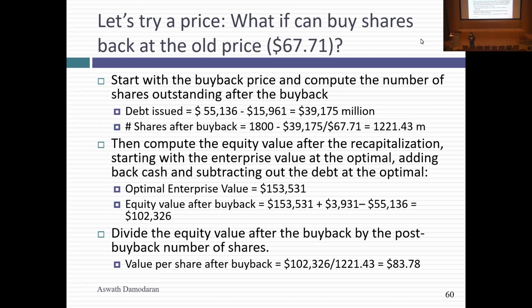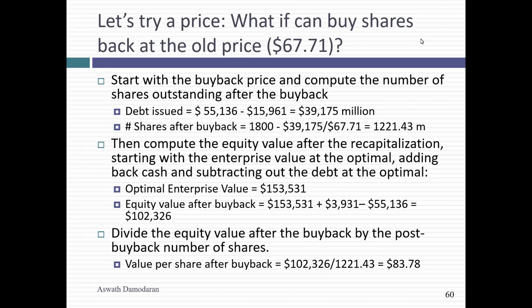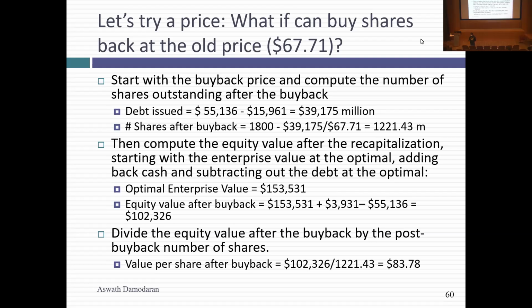Because you have far fewer shares outstanding. If I divide the new equity value by the shares outstanding, the value that I get for the remaining shares is $83.78. Remember, the fair price was $78.61. By buying the shares back at $67.71, I've effectively transferred wealth from the people who sold their shares back to who's left. Yes. So in effect, the new market value for the shares would be 83.78. Exactly. Not exactly 67. It won't be 70.